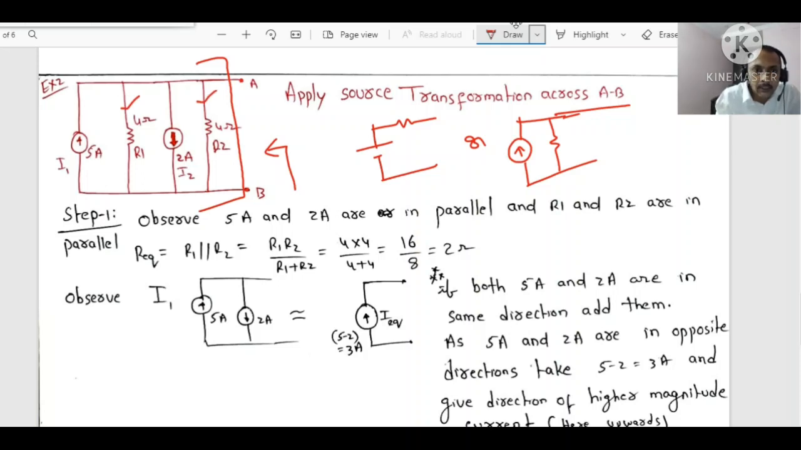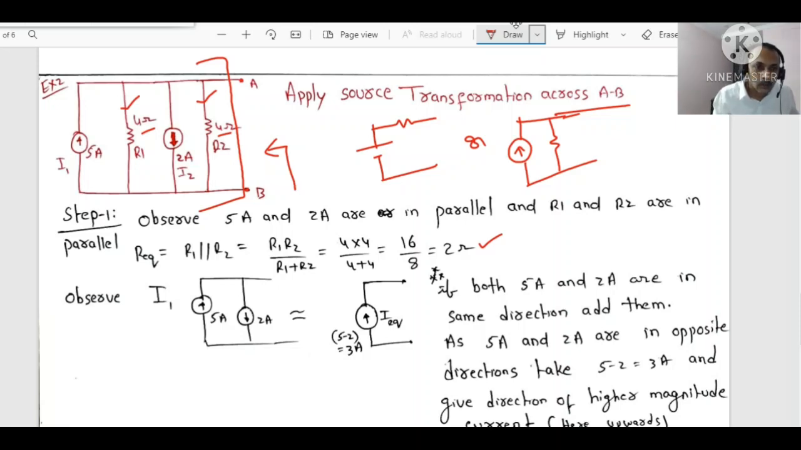Replace it with a single resistor. That single resistor value will be how much? Two equal resistors, 4 and 4, are in parallel. We know the formula for equivalent resistance when two are in parallel, R1 R2 by R1 plus R2. 4 into 4 divided by 4 plus 4, 16 by 8, you will get 2 ohms. So we can replace these two resistors with a single resistance of 2 ohms.